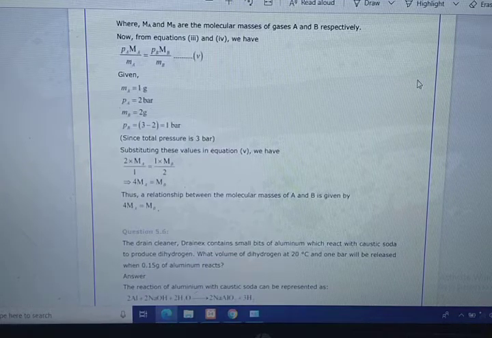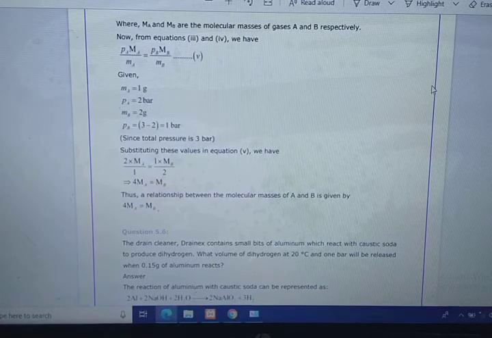So MA is equal to 1 gram, PA is equal to 2 bar, MB is equal to 2 gram, PB is equal to 3 minus 2, that is equal to 1 bar, since total pressure is 3 bar. Now we are substituting the values in equation 5, PA/MA = PB MB/MB. So 2 into MA by 1 is equal to 1 into MB by 2. So 4 MA is equal to MB. If anybody asks you what the relationship between the molecular masses of A and B is, you can say that 4 MA is equal to MB.